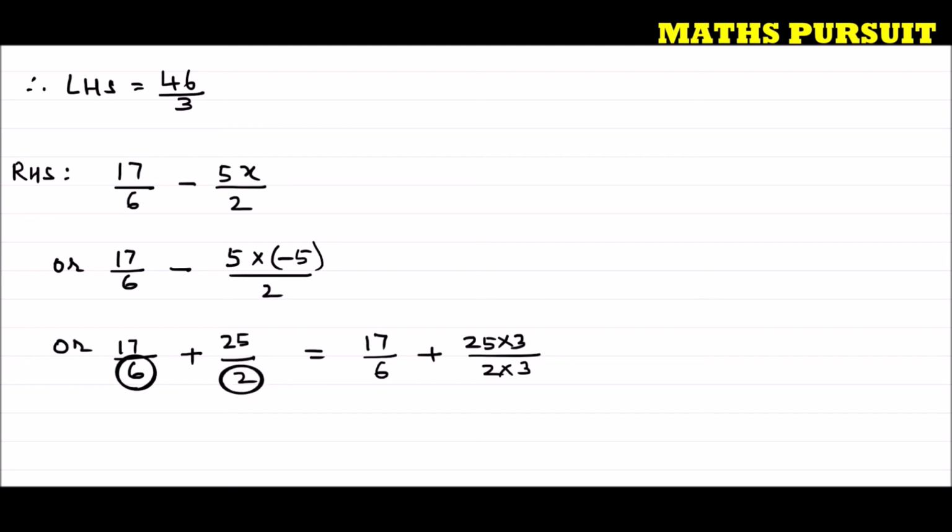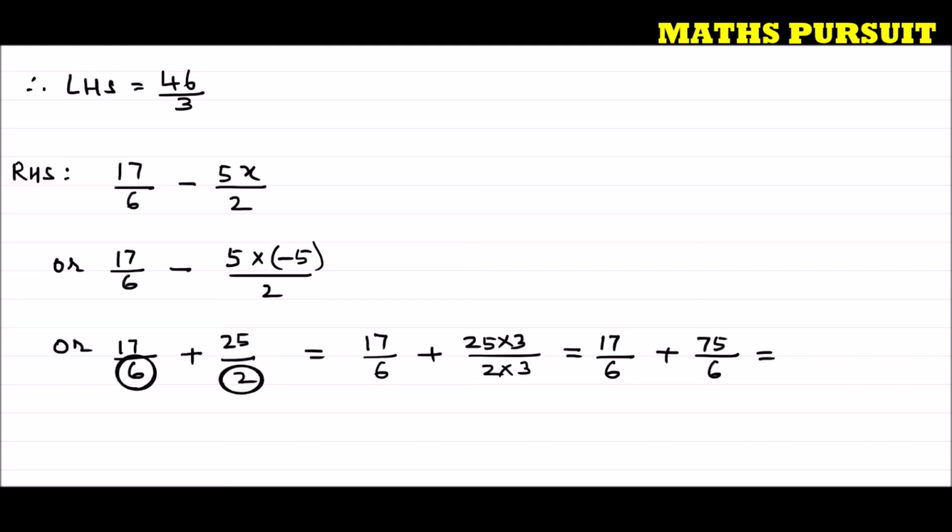Here the highest number is 6. I need to convert this 2 to 6. In order to convert this denominator to 6, I need to multiply this 2 by 3. So if I am multiplying the denominator by 3, I should also multiply the numerator by 3. So for that reason, I multiplied 3 to the numerator as well as to the denominator, which is equal to 17 upon 6 plus 25 3s are 75 upon 6.